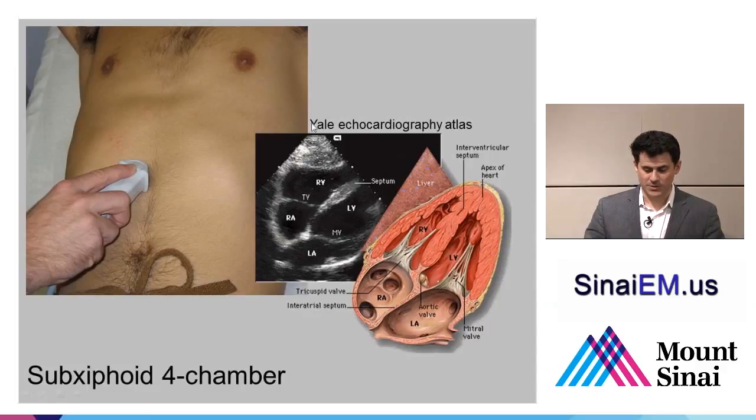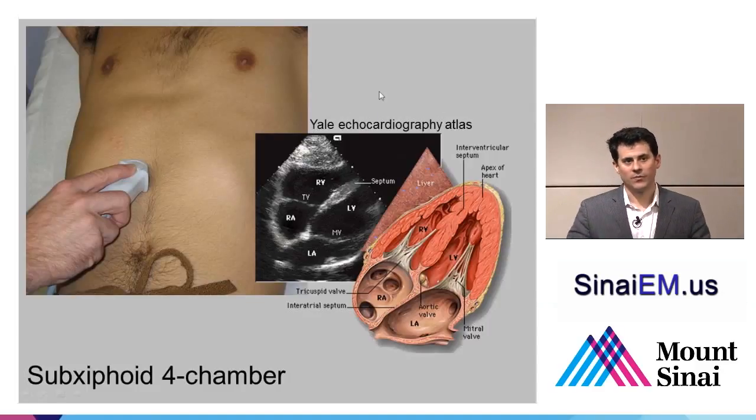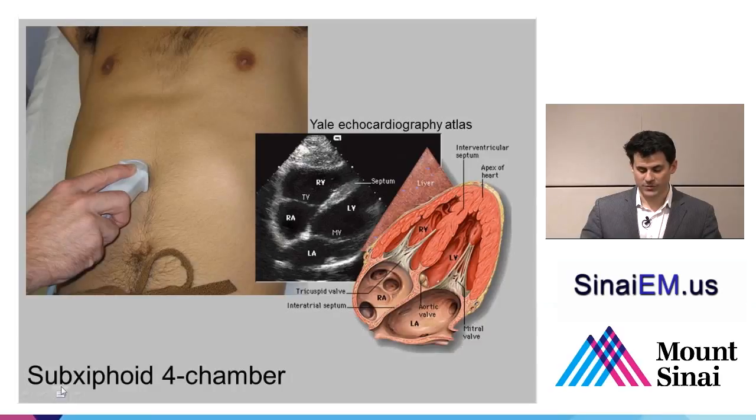These images on the right here are courtesy of the Yale Echocardiography Atlas, which is an excellent resource online for anatomy, ultrasound clips, normals, and abnormals. And using any search engine, looking for Yale Echocardiography Atlas, they really have an incredible amount of content online. So we're going to place the probe below the xiphoid process, and I think some people forget the sub part of subxiphoid. It's not placing the probe on the xiphoid process, but beneath it, aiming through the liver to get a good view of the heart.